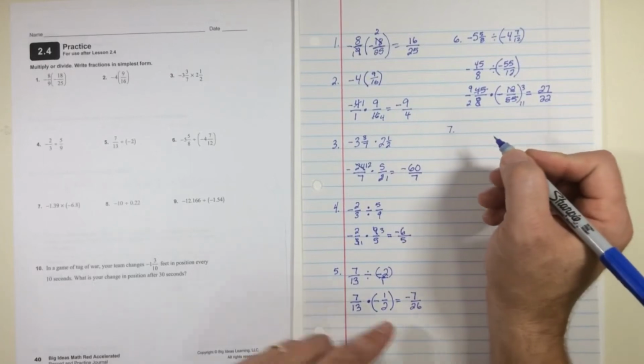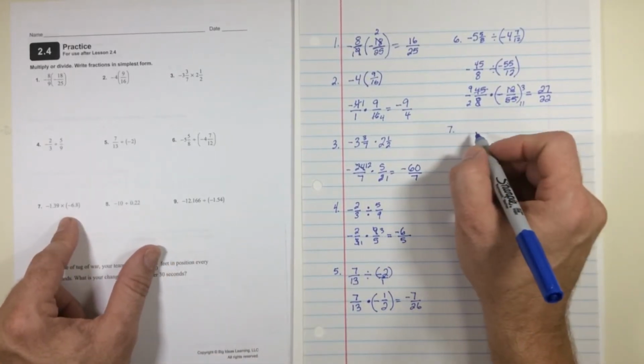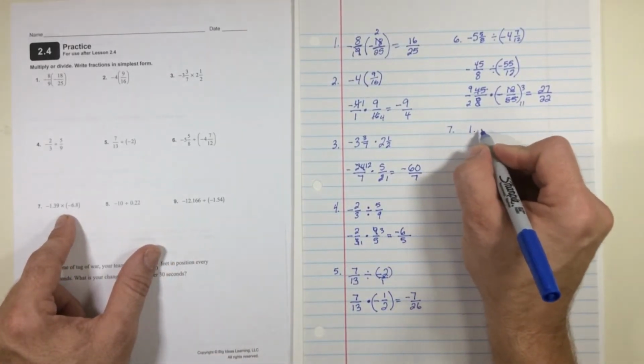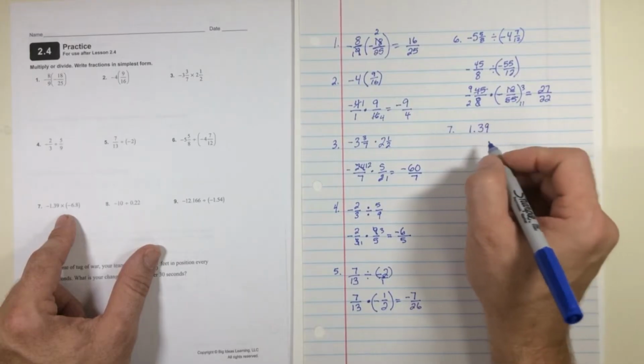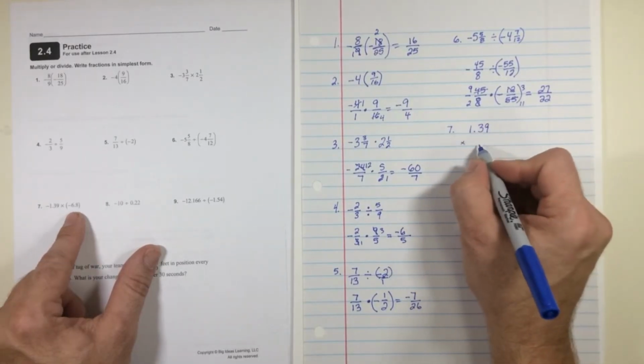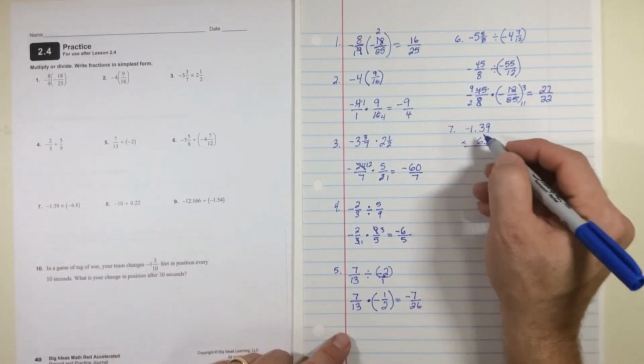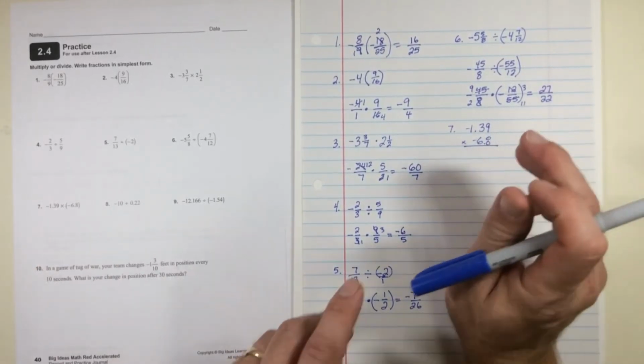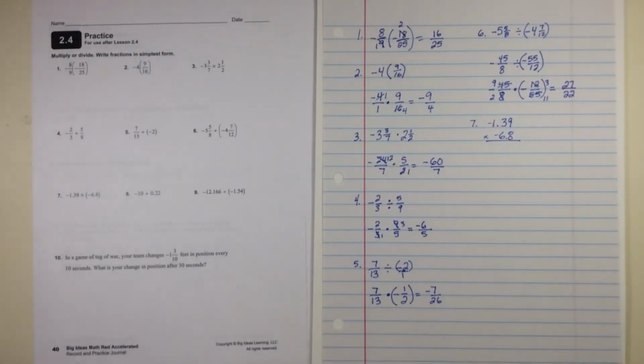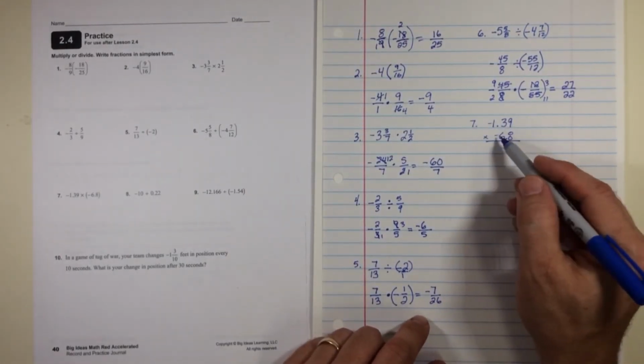Number 7. Getting into decimals now. So 1 and 39 hundredths times 6 and 8 tenths. These are both negatives. Okay, we were on number 7. It's a multiplication problem of two negatives.